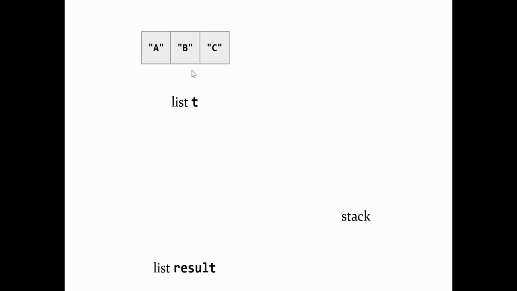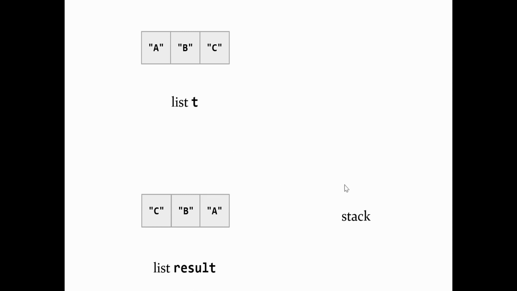So if we start out with the list A, B, C, here's my stack, which is currently empty. Here's the resulting list, which is also currently empty. I'm just going to push the elements of the list onto the stack. So A, then B, then C. Now I'm going to pop the stack and put them into the result as they pop off. So the C comes out and goes into the result. The B comes out, and then the A comes out, and you end up with a reversed sequence.